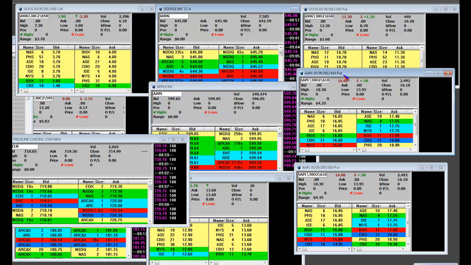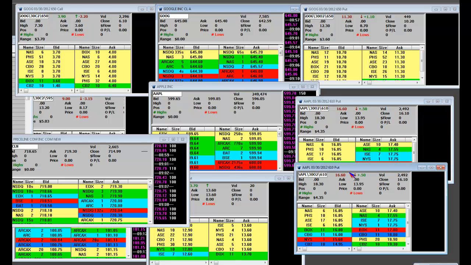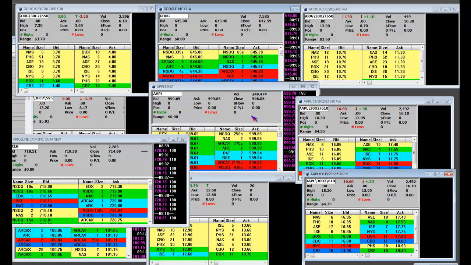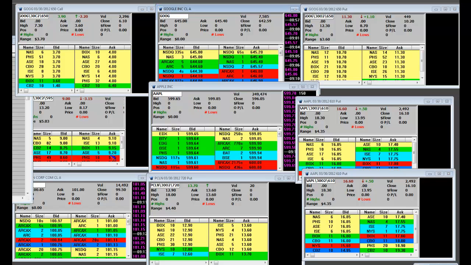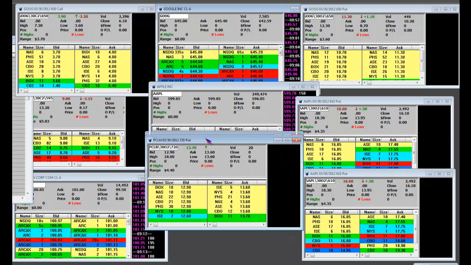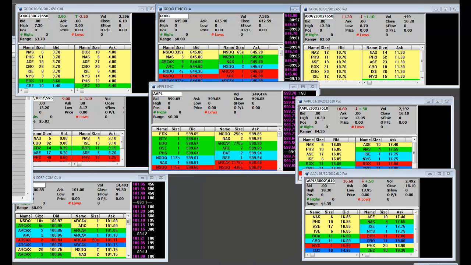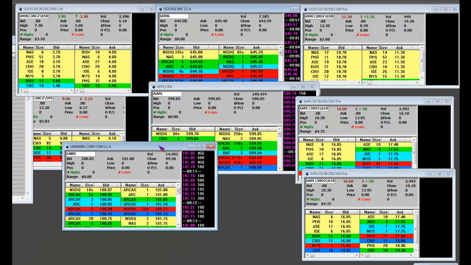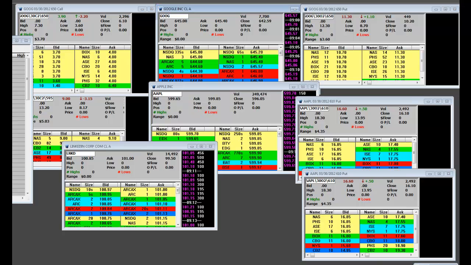Here are the Apple 610 puts. I got it in here twice. I'll get rid of it because I'm going to be putting a Priceline deal. Here's that Priceline. I've got it pegged. I'm going to put it over here on a different monitor. Here, what I am going to do is take the Apple calls and get those set up for your entries.